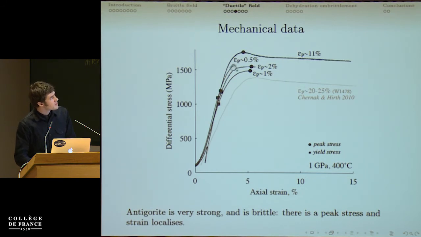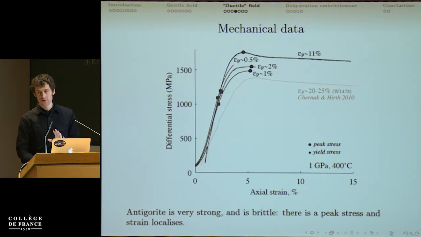So yeah, these are the experiments performed at 1 GPa and 400 degrees C. These are quite, I would say, easy to do, so you can do several a week, for instance. We stopped the experiments before the peak at 0.5% plastic strain, at the peak at 1-2% strain, and one was stopped after 11% strain. So we have the full evolution from pre-peak to way after the plastic flow has started.